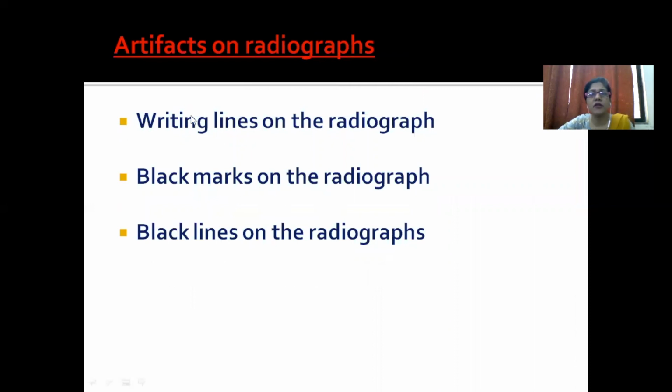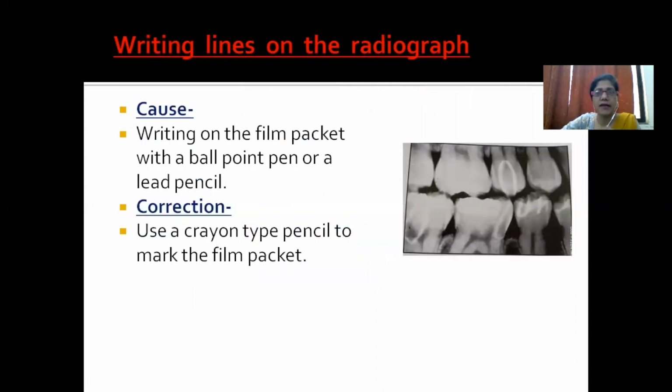Now artifacts on the radiograph because of writing lines, black marks, or black lines on the radiograph. What are these things? Writing lines. Can you see these writing radiopaque lines? Writing lines on the film packet. Most of the time the student writes on the surface which gets exposed to the X-ray source, like the white side, and goes on writing with a ball pen with pressure, so you may get this type of indentations or writing lines. Now how to correct it? Either use a crayon type of pencil or use the backside of the film packet.